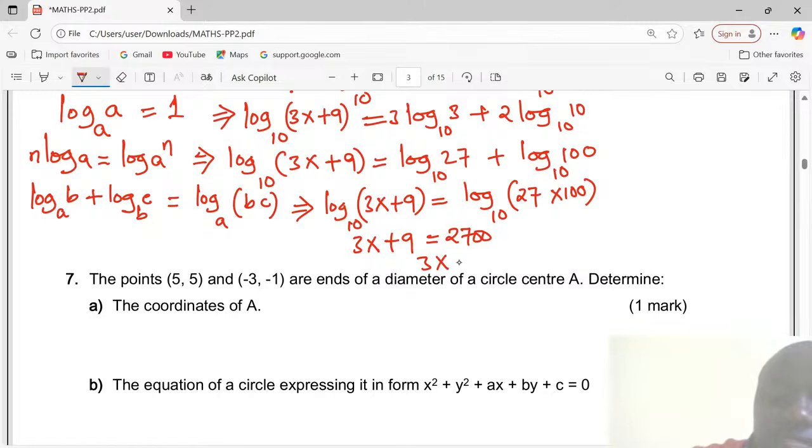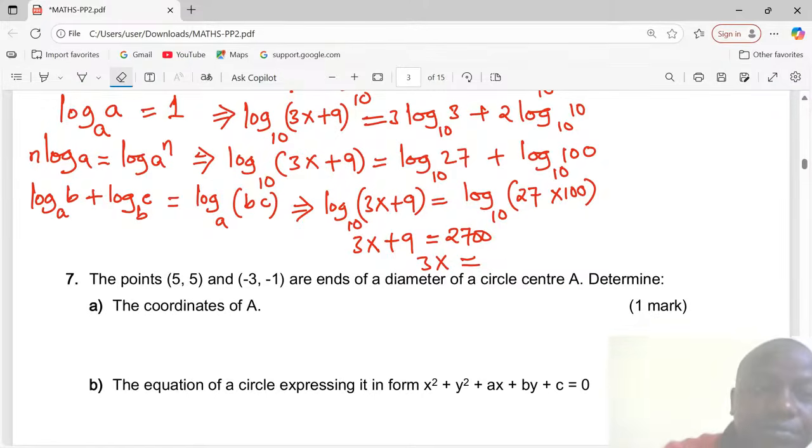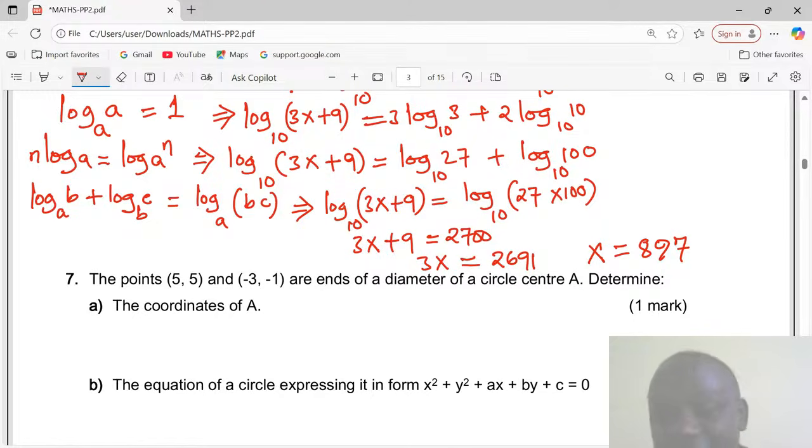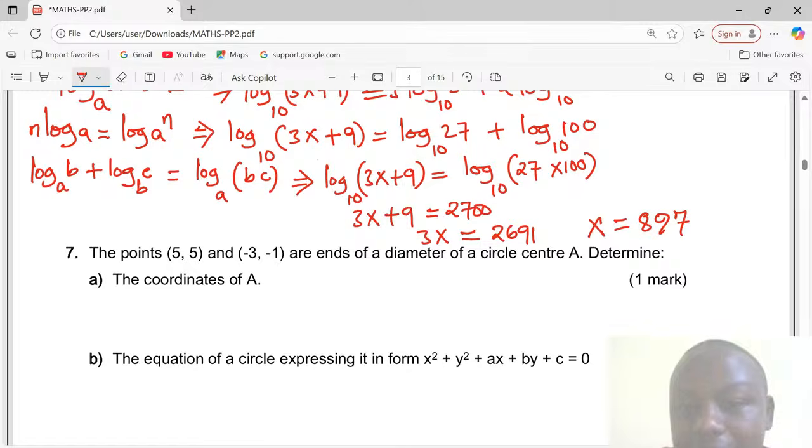Therefore, 3x equals, we take 2700 and we subtract 9. This gives us 2691. Let me write it clearly. 2691. Then to remain with the value of x, we are supposed to divide through by 3. 897. That particular student was very correct. 897. That is now the final value of x.